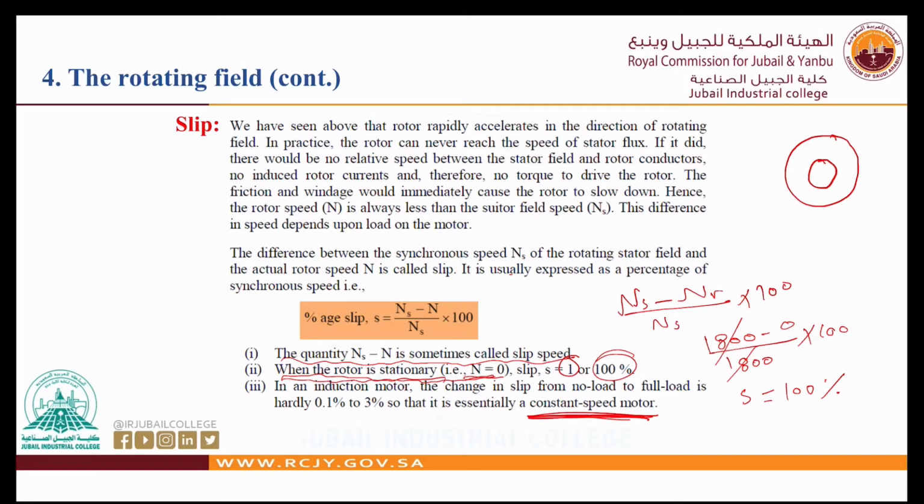So if I ask you about the induction machine, and I told you that they are called constant speed motors, you will say that in induction motors, the change in slip from no load to full load is between 0.1 to 3%. This is the answer, 0.1 to 3% in the slip. That's why they are constant speed motors.